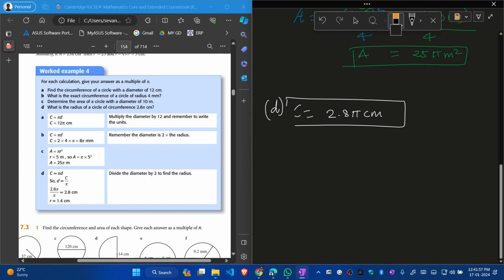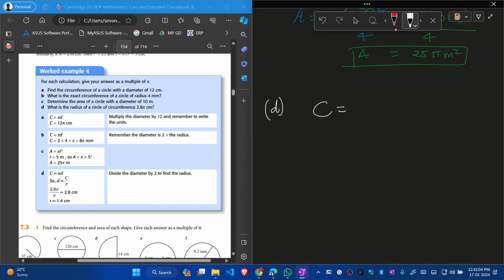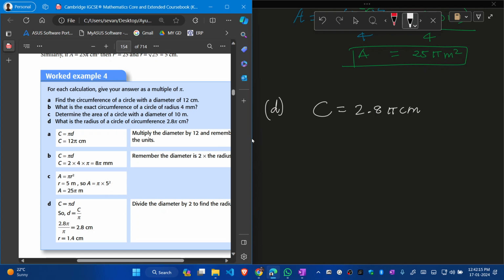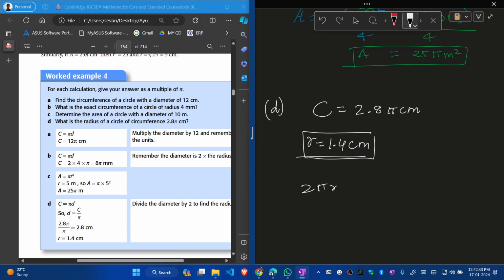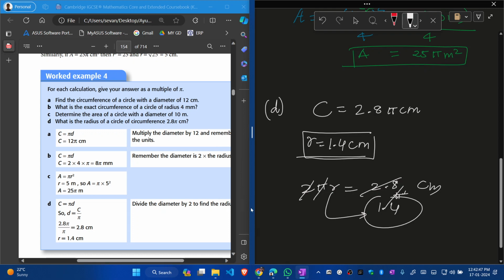Okay, circumference equals 2 pi r. It is 2.8 centimeters. It is not 2.8 or 5 meters. Yes, it is 2.8 only. So 2 into r equals 2.8 centimeters, so r will be equal to 1.4 centimeters. You can compare this side to 2 pi r with 2.8 pi centimeters. The centimeter will remain as it is, the pi gets cancelled, and the 2 you can cancel out to make 1.4. So it's very easy. We can move on to the next one.